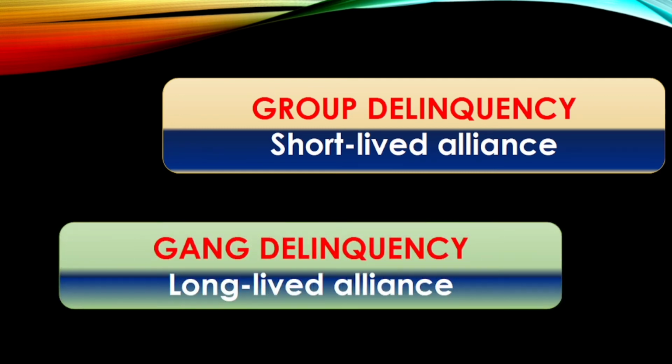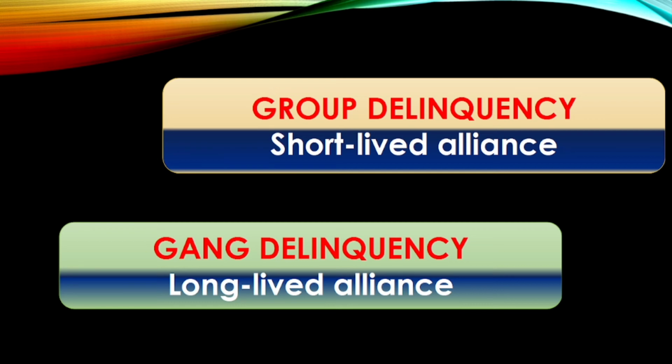Next is group delinquency and gang delinquency. So what is the difference between group delinquency and gang delinquency? Group delinquency is a short-lived alliance, while gang delinquency is a long-lived alliance. Group delinquency is created to commit a particular crime or engage in a random violent act. These are crimes committed in a limited time only, since it is only a short-lived alliance.